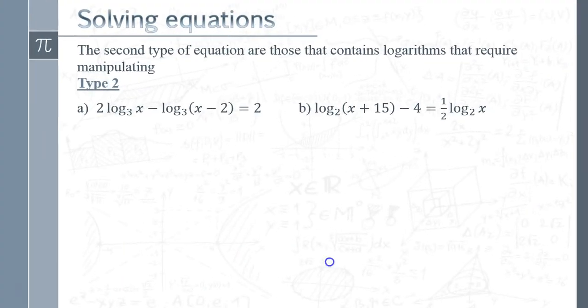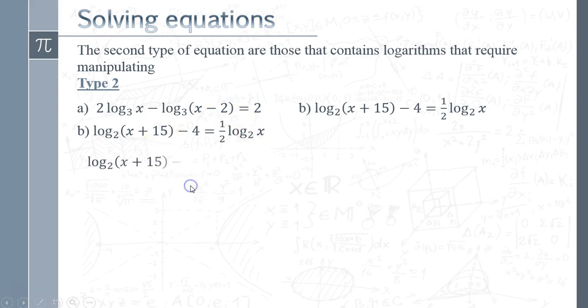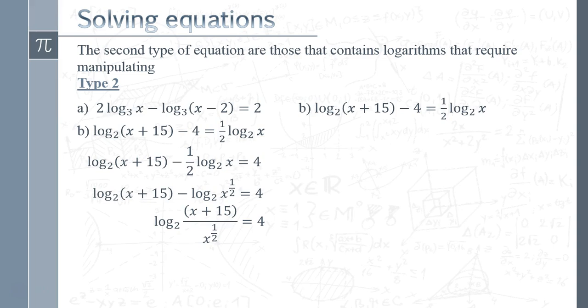On to the next one. So we've got that equation there. Again, what we're going to do is bring all the logs together. So this minus 4, I'm going to take that over, so I'm going to bring the 2 log x over to that side. Okay, so now we can use again our reverse power laws there. Same principle as before. Write it as a single log using law 2. And then we've got 2 to the power 4 equals x plus 15 over x to the power half.